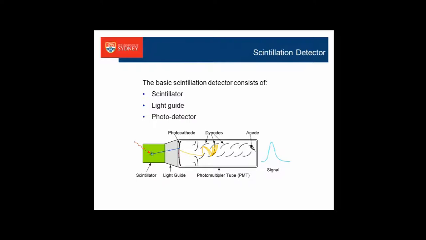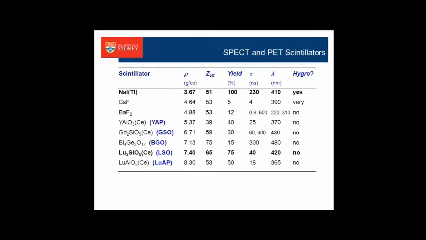And without going into the details, that electrical signal is accelerated and amplified through a series of anodes until at the other end of the PM tube, we get an output signal which is measurable. Still only in millivolts, but measurable. And that basic construct of a detector is used in both SPECT and PET. Some of the differences, though, are that we use different types of scintillators in SPECT and PET.